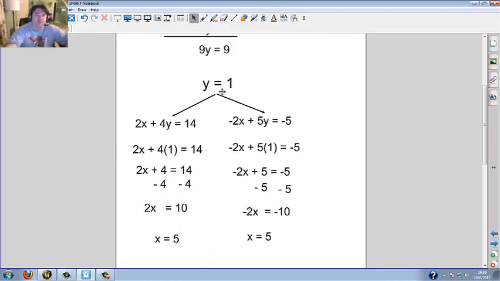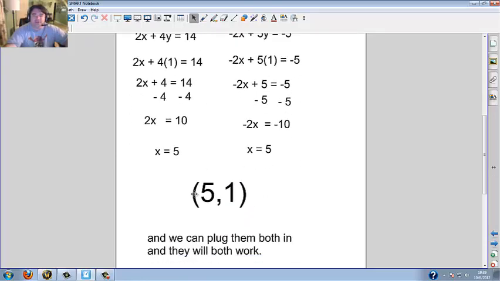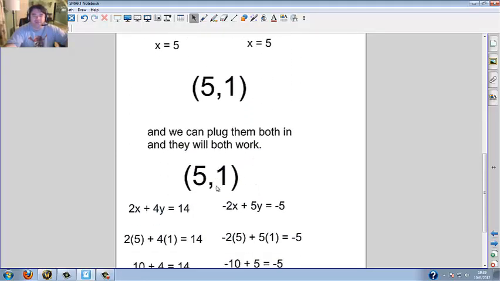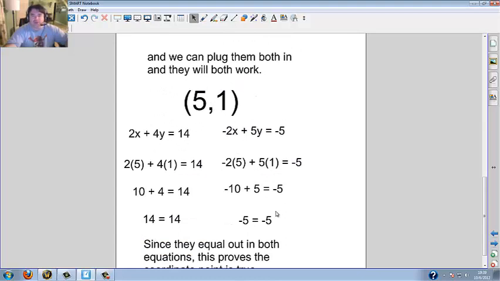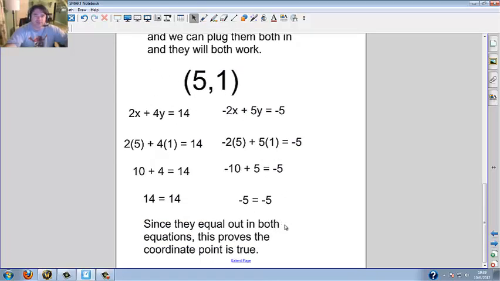So either way, when y is 1, x seems to be 5. So 5 comma 1. If I plug them both in, you'll see they both total out. Since they both equal out, they're proving that the coordinate point is true. So it fits for both equations.